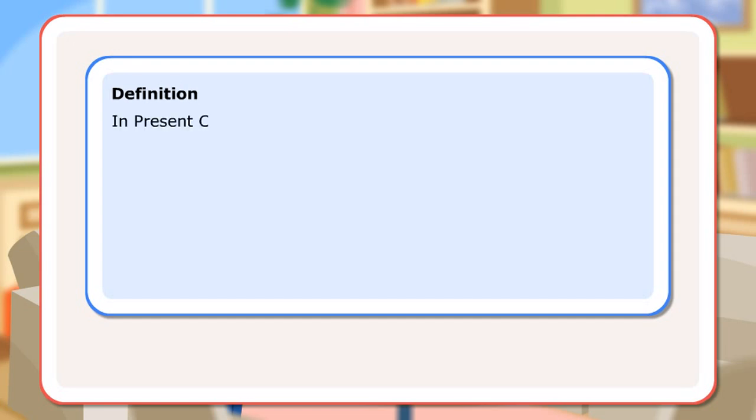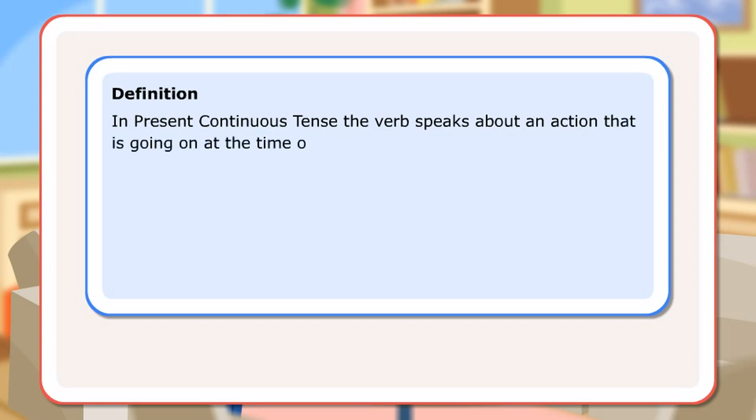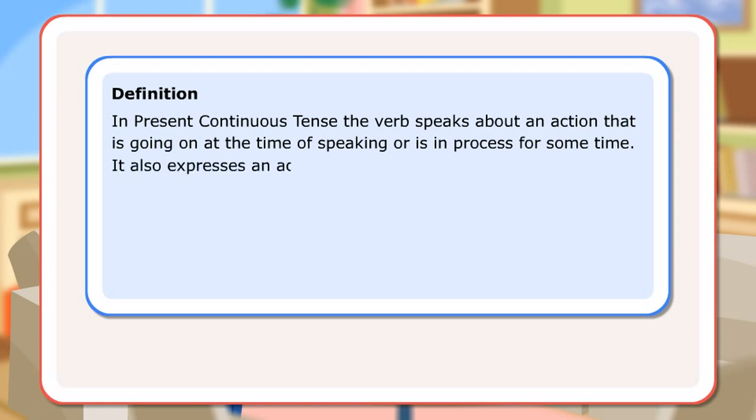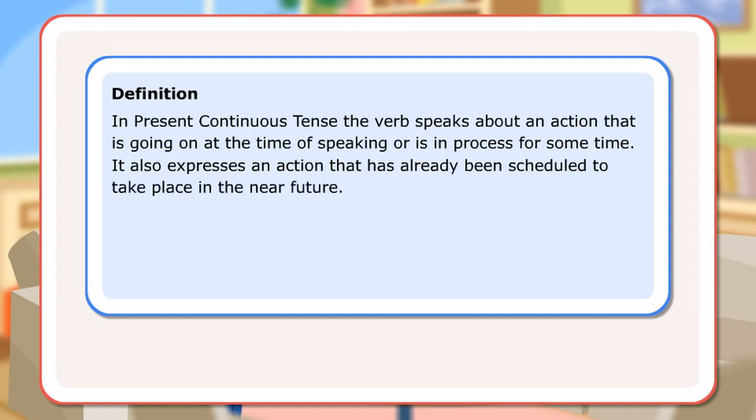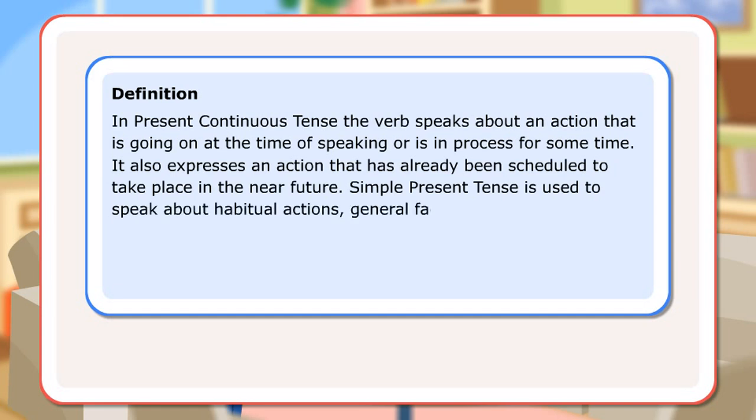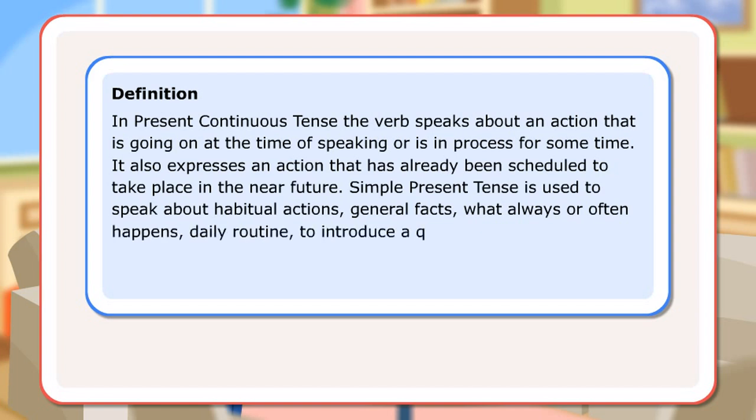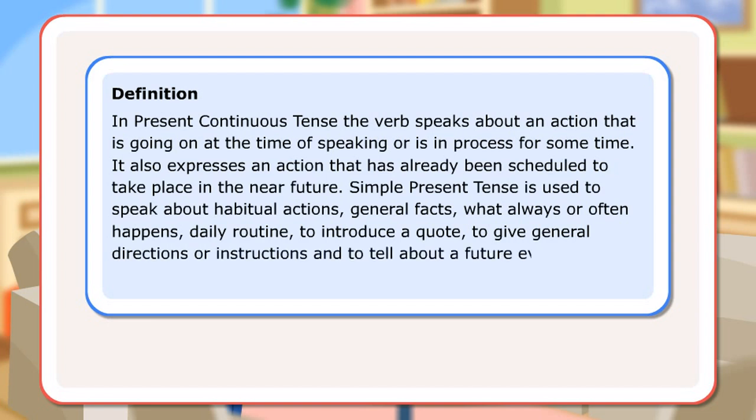Definition. In present continuous tense, the verb speaks about an action that is going on at the time of speaking or is in process for some time. It also expresses an action that has already been scheduled to take place in the near future. Simple present tense is used to speak about habitual actions, general facts, what always or often happens, daily routine, to introduce a code, to give general directions or instructions, and to tell about a future event which is a part of a fixed schedule. Let us look at a few sentences.